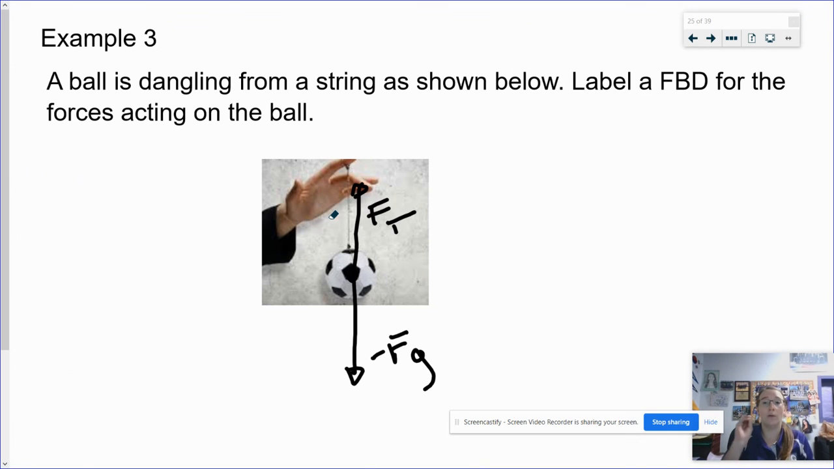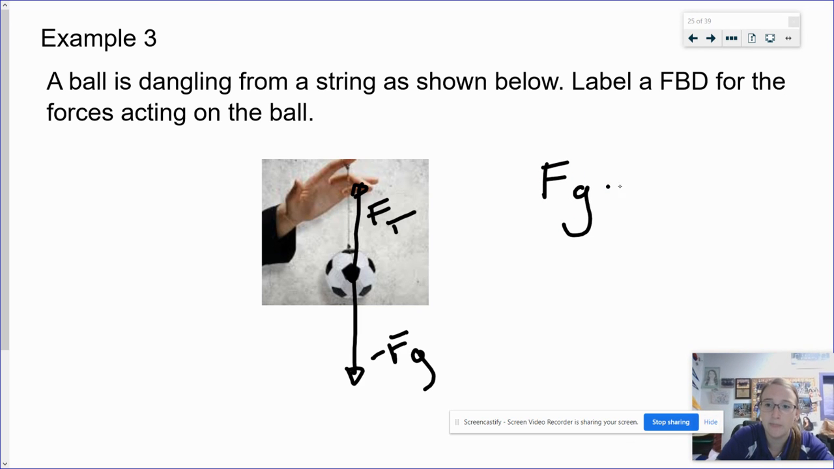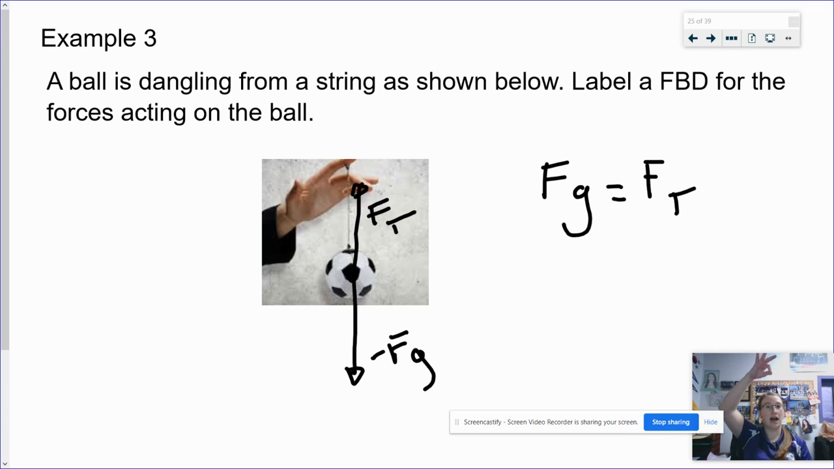And again, what we see here is that in the same way as the normal force, because they're pulling in opposite directions and the ball just hangs there, because the ball is just hanging, what this means is the force of gravity equals the tension force as well. Because if the ball is staying still, it's not moving, what that means is there is no net force acting on the ball.